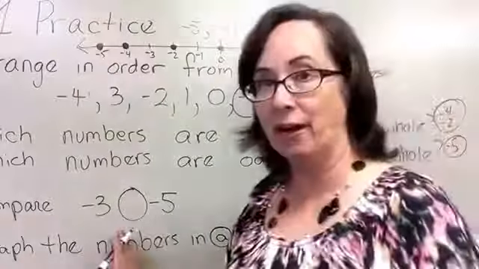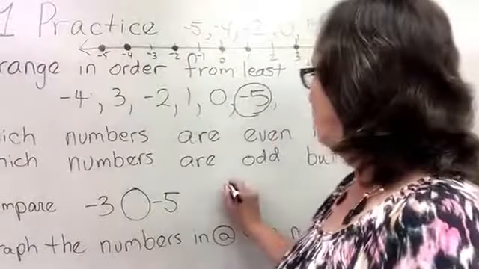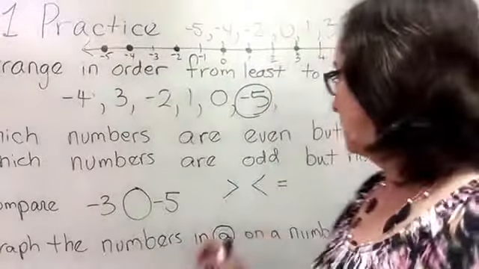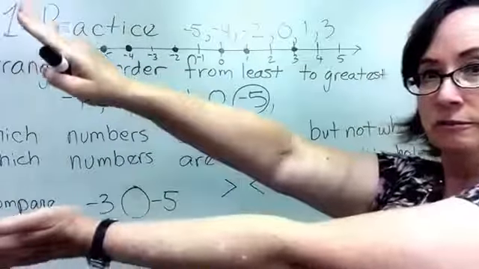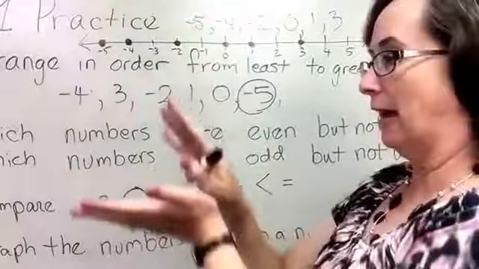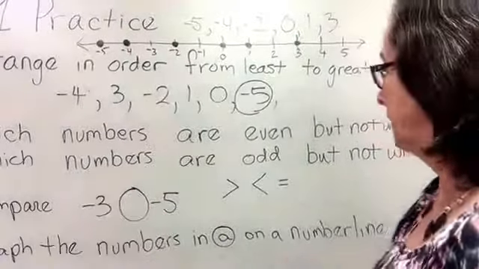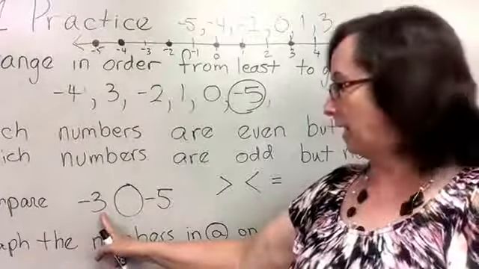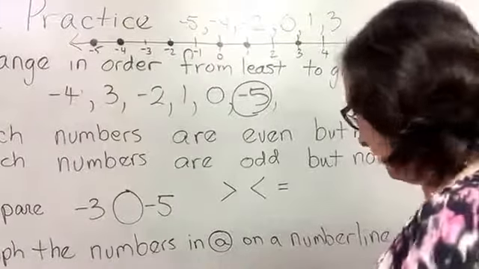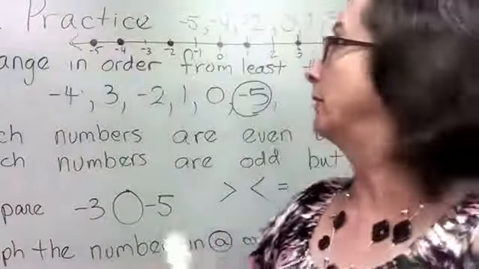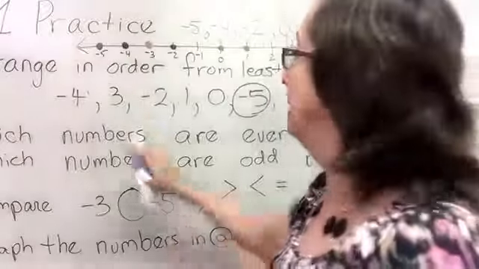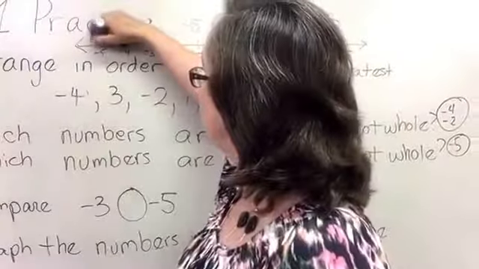Okay, now compare. Remember, when we're comparing, we're using a greater than, a less than, or an equal symbol. When you've got your little, I call it a bird beak, open to the left, then the first number is greater than the second number. So is -3 greater than, equal to, or less than -5? Well, let's get a different color. I have a red marker here. Let's put a dot on -3, and a dot on -5. I have to erase the black dot and put a red dot now.